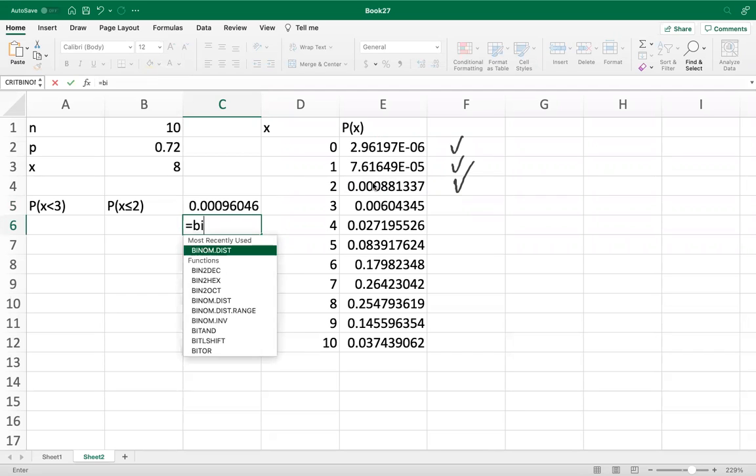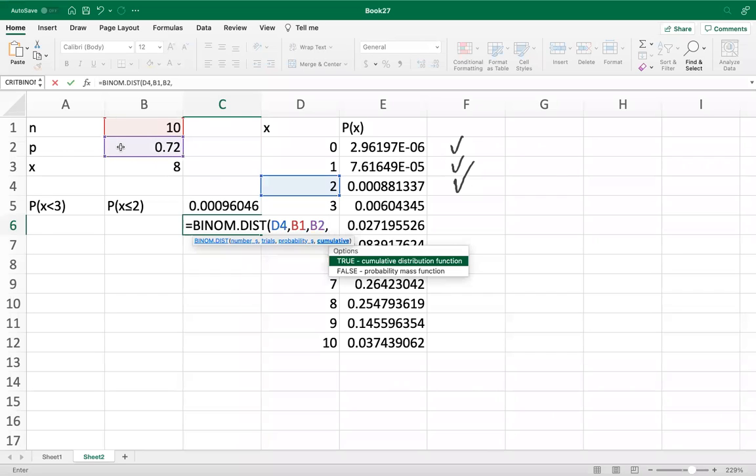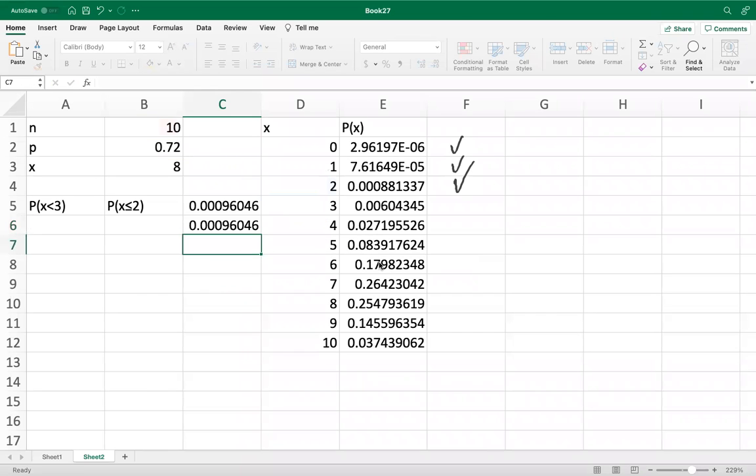So here, this is a binomial distribution. Number of successes, we want X to be less than or equal to 2. Number of trials, we have 10. Probability of success, 0.72. Cumulative, this time because we want all those 3 added, we're going to say true. Hit enter and it gives us that exact same value. So this is a probability of less than or equal to 6.